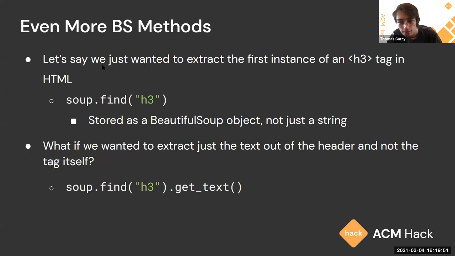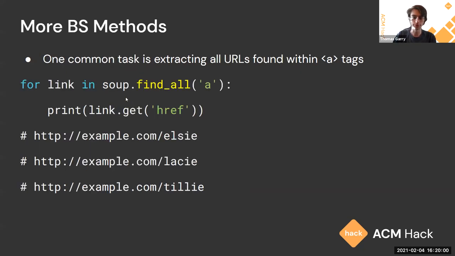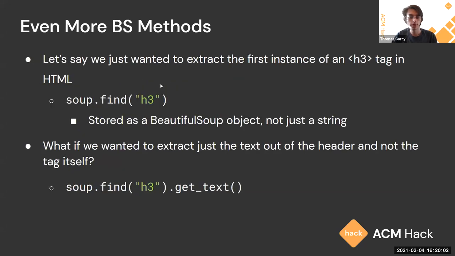Let's say we wanted to find the first instance of the h3, then you could just use soup.find. If you wanted to find all of them, you could use what we just used, or find_all. Just to reiterate, this would return an object, not just the h3 information. So we'd have to actually extract the text. We could use .get_text, or we could just use .text without parentheses.